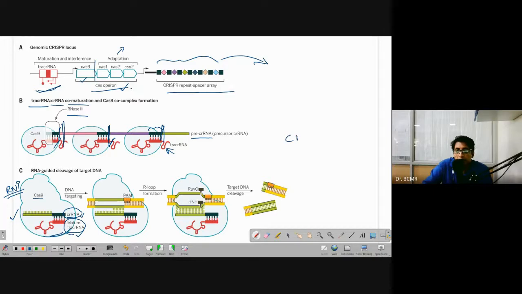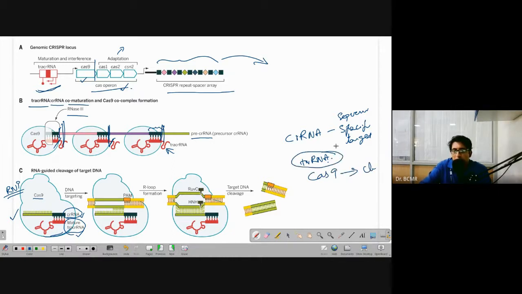CRISPR RNA is for specificity of the target, and it is actually sequence specificity. And tracrRNA is important in a way for the interaction of CRISPR RNA with Cas9. And Cas9 is the one that is responsible for cleavage. This is kind of important for binding to CRISPR RNA as well as for the activity of Cas9.